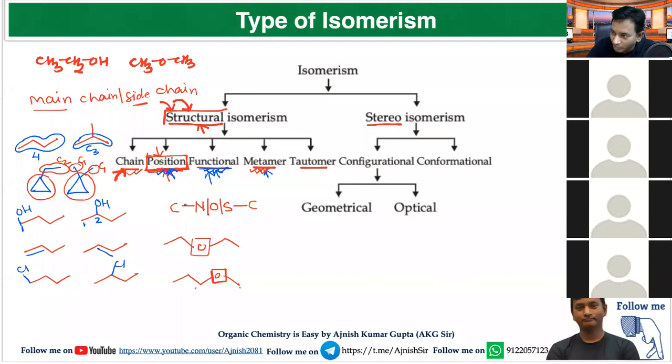Any type of change along the carbon, along the polyvalent atom, keeping the functional group the same. It is important. Keeping the functional group the same, then such isomers are called metamers. Is it clear? Yes, sir.